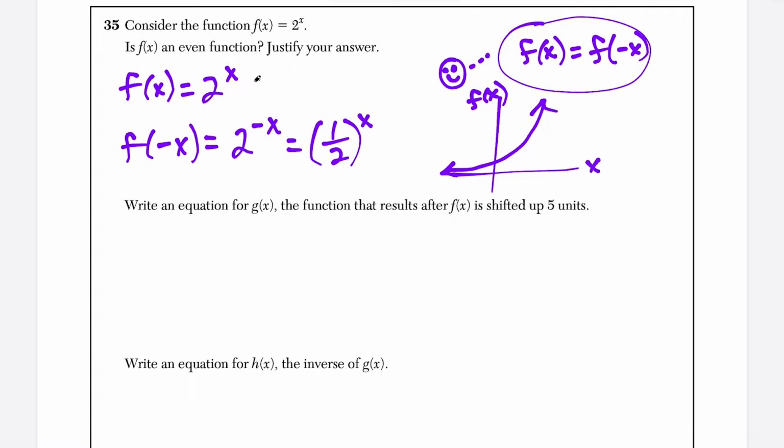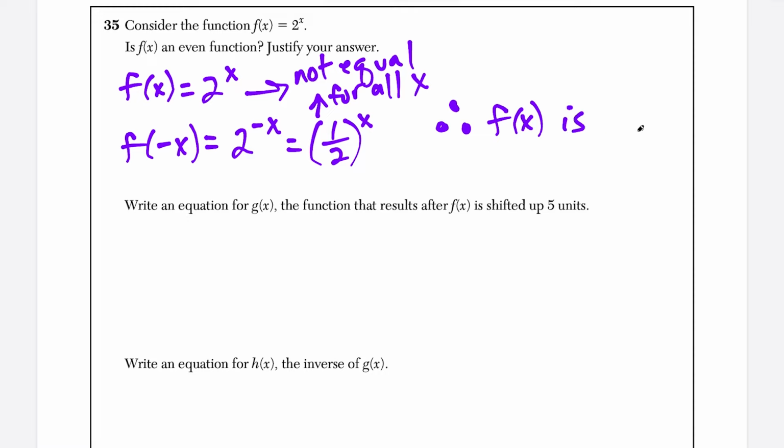So these, I'm just going to comment here, are not equal. These are not equal for all x. So this is not true for all x. So then what does that allow us to say? It allows us to say f of x is not an even function. Oh, and just in case you haven't seen this notation before, the 3 dots in this triangular formation mean therefore. So this answers the first part.